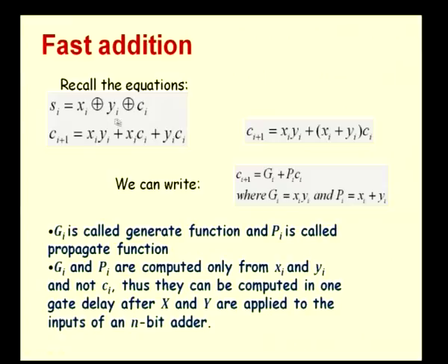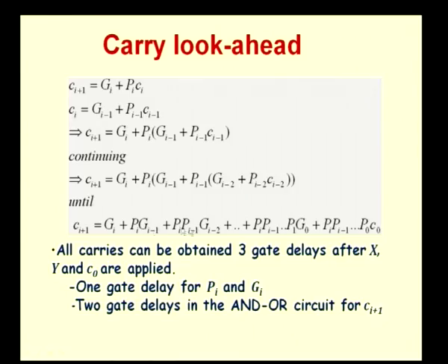Remember, we had to wait in a ripple carry adder for the carry to propagate, because the first calculation has to be done, you get the carry out of that, and that has to go as the input to the next full adder. Now, we are avoiding that and saying that I will generate all the carry inputs from my P's and G's. Once I have done that, then directly I can calculate my S, the sums. So, what we are therefore saying is all the carries can be generated 3 gate delays after X, Y and C naught are applied.